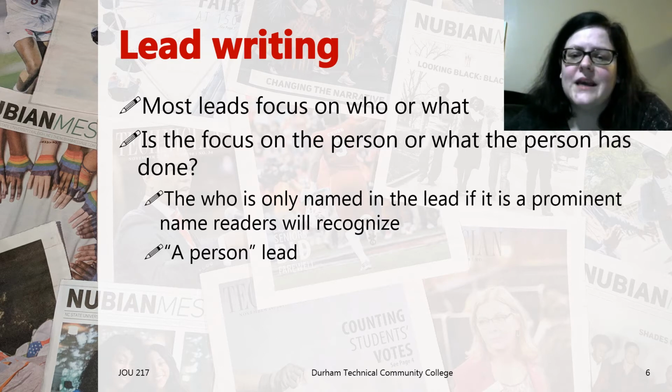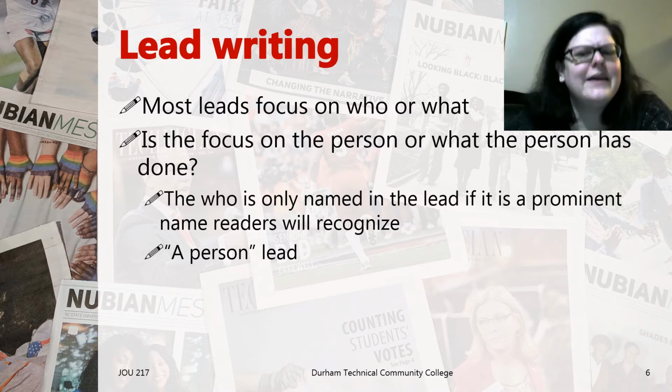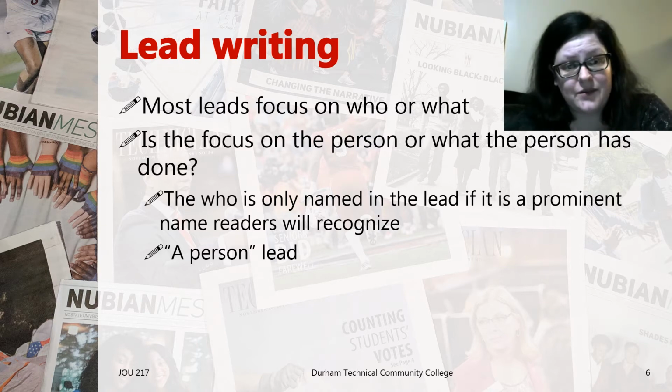Now, the who is only named in the lead if it's a prominent name that readers will recognize. Otherwise, you get what's called the A person lead. A Durham Tech student was awarded a full tuition scholarship. A Raleigh man is in critical condition, or a Chapel Hill accountant lost their job. They will be identified later in the story, because who they are is not as important as what happened to them.